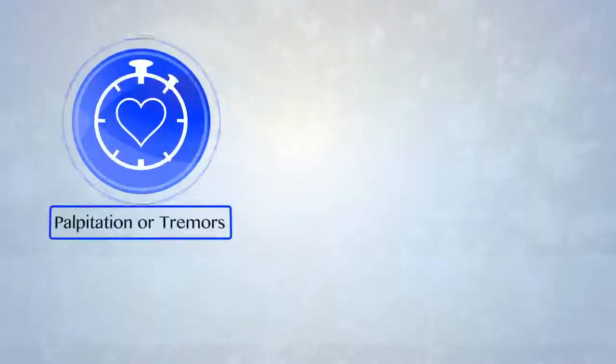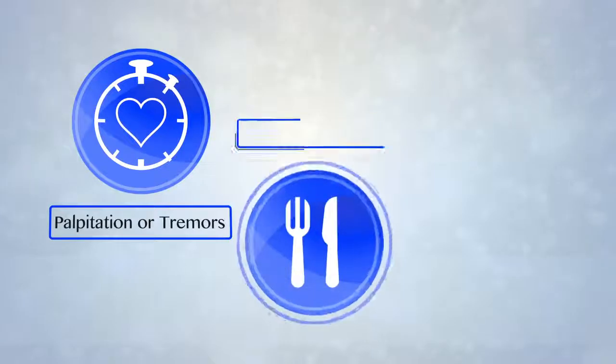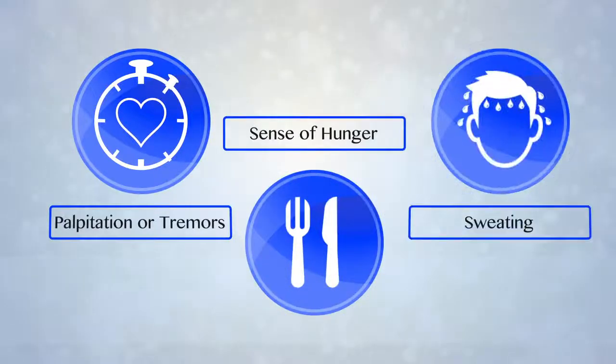The child, before progressing to this extreme stage, may actually complain of anxiety, palpitations, tremors, a sense of hunger, and start feeling sweaty. Once again, if the child communicates these problems to a peer or the school teacher, immediate action must be taken.